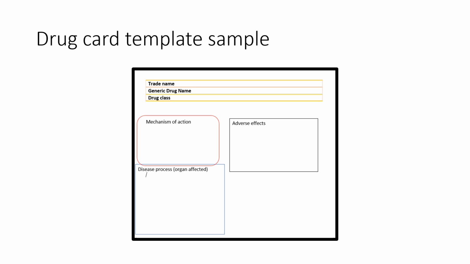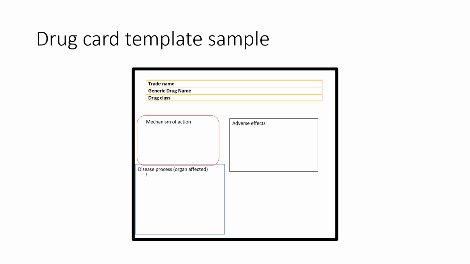So if I were going to make a drug card at home, if I went and bought some drug cards, this is what I would want on the front. I would want to know the trade name, the generic name, and make sure you know the generic name because ATI and NCLEX use the generic name, and what class it's in. I'd want to know the mechanism of action, adverse effects, and what organ it affects.